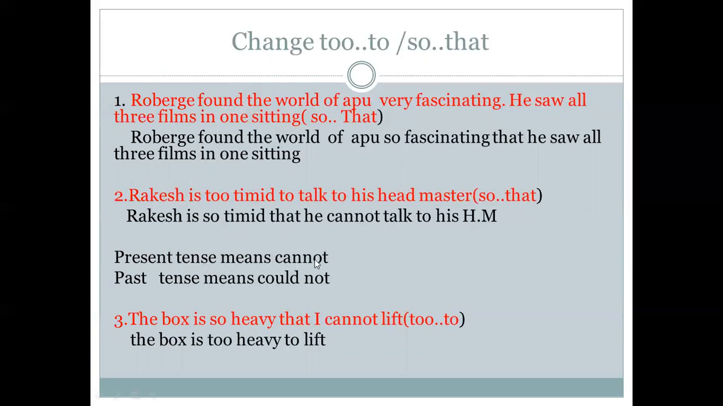Present tense means cannot and past tense means could not. So if the tense is present tense we use cannot. If the tense is past tense we should use could not. The box is so heavy that I cannot lift. The box is too heavy to lift.